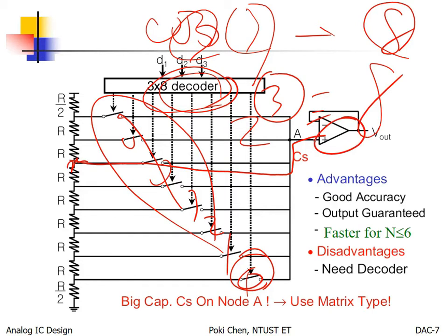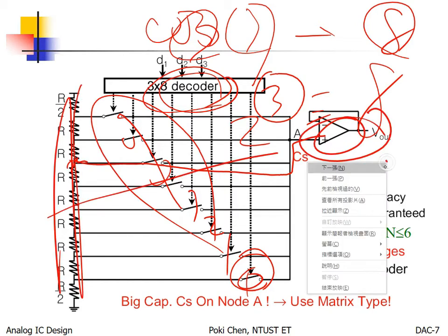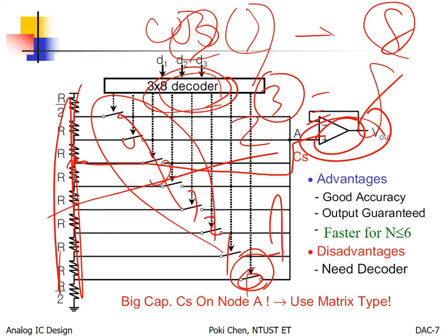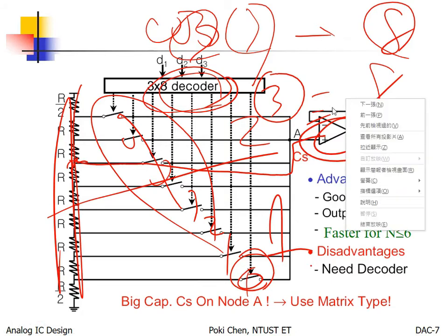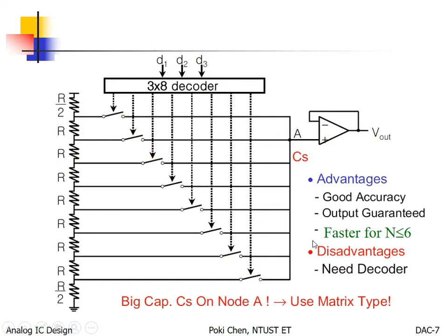So it means from the R string to the output buffer, we only need to pass through 1 switch instead of n switches, right? It can help you to speed up the operation. Very good. However, nothing is perfect. You need to pay some price. For example, decoder is the major price you need to pay, right?